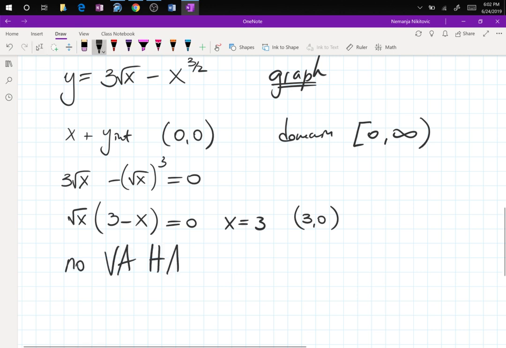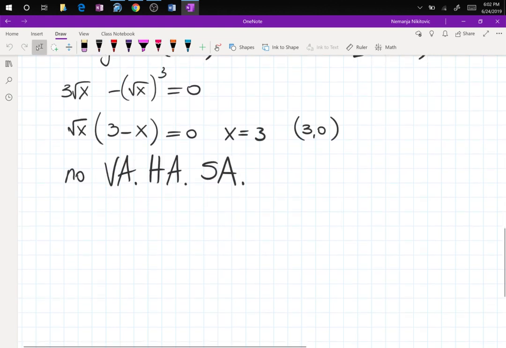No asymptotes, because the root functions, radical functions, do not have asymptotes. Log functions have asymptotes, rational functions have asymptotes. Exponential function has a horizontal asymptote. But not for radical functions, not for polynomials. And then sine and cosine, no asymptotes. The others do have asymptotes. So you have to be kind of careful which ones have them, which ones don't.